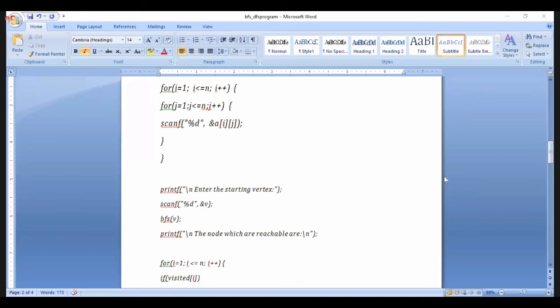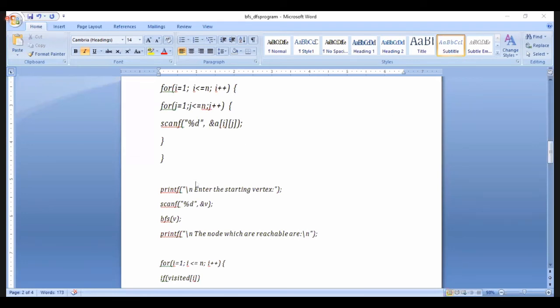So till now what have we done? We already read the number of vertices n. After that, I initialize the q array and visited array as zeros. Then I read the values for the given graph, meaning which node is connected to which node. With 5 vertices I take a 5 by 5 matrix. If there is a connection, I make it 1, and if there is no connection, I make it 0. Till now it is clear.